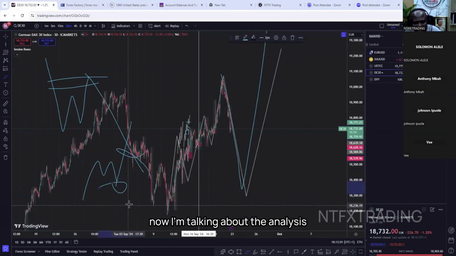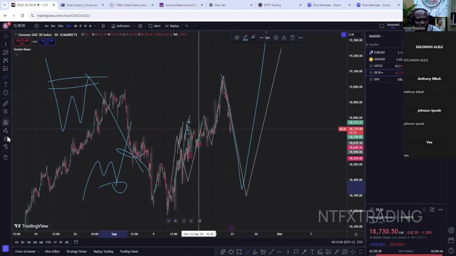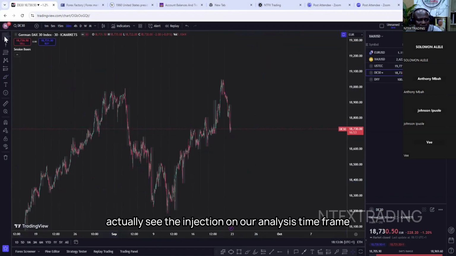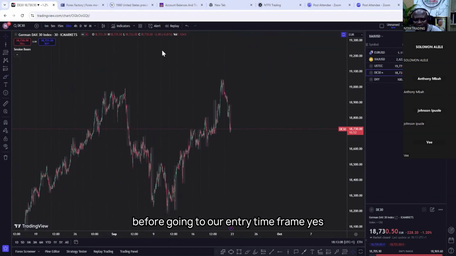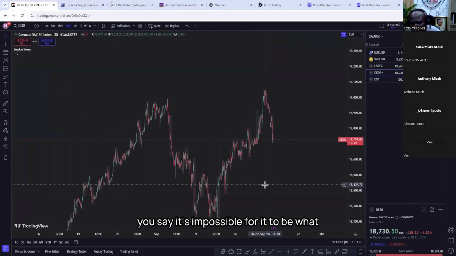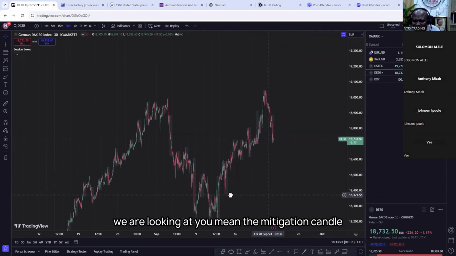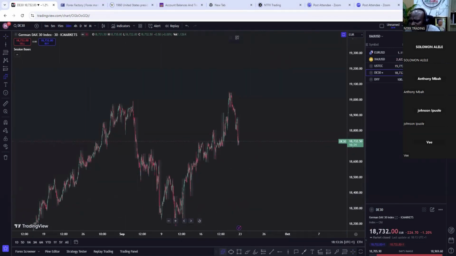Now I'm talking about the analysis time frame, because we have to actually see the injection on our analysis time frame before going to our entry time frame. You ask, is it compulsory for it to be what? The number of candles on the analysis time frame for the pullback, must it be just one? You mean the mitigation candle? I'm talking about the volume injection candle. One is enough for you to confirm that this is injection now, if you are properly mitigated. You want to see two before you are sure?